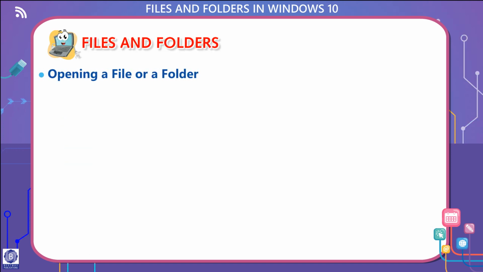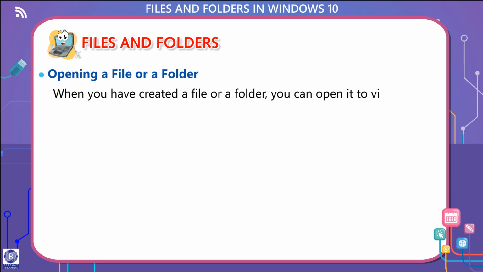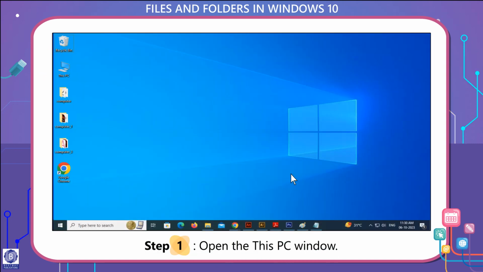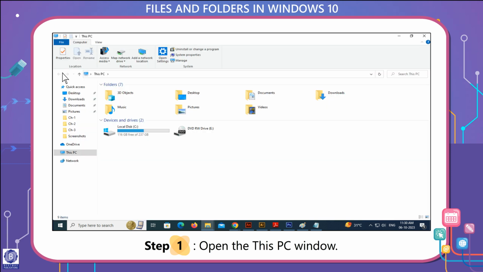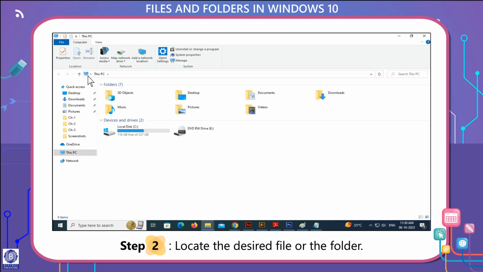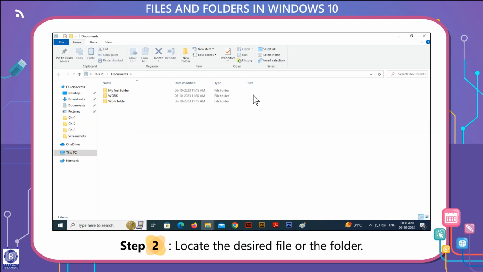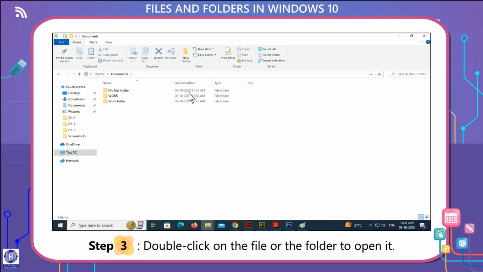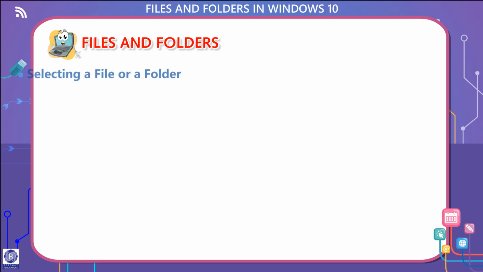Opening a file or a folder. When you have created a file or a folder, you can open it to view its content. To open a file or a folder, follow these steps. Step 1. Open the This PC window. Step 2. Locate the desired file or the folder. Step 3. Double-click on the file or the folder to open it.